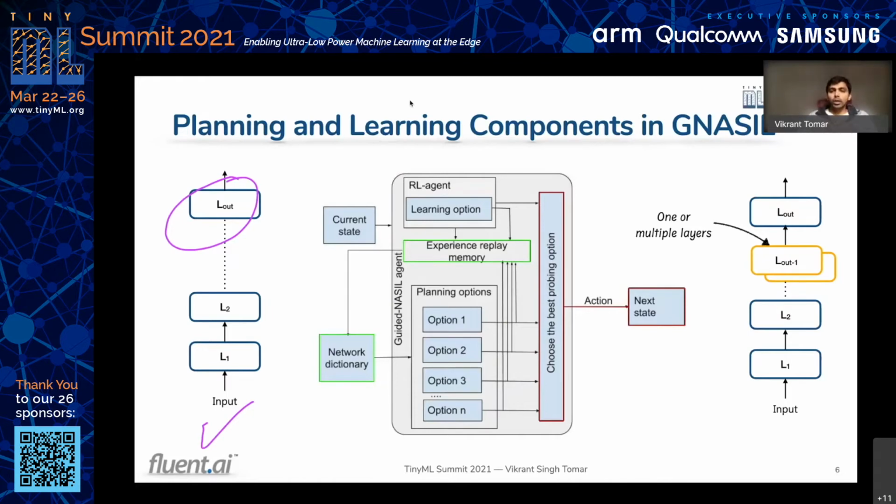And the output here could be one layer, or in the next stage it could be one layer. It could even be multiple layers. The reason for multiple layers is that it helps us to design the network faster, or grow the network faster. And we found in our experiments that even by using multiple layers, we were able to reach very good optimal solutions.